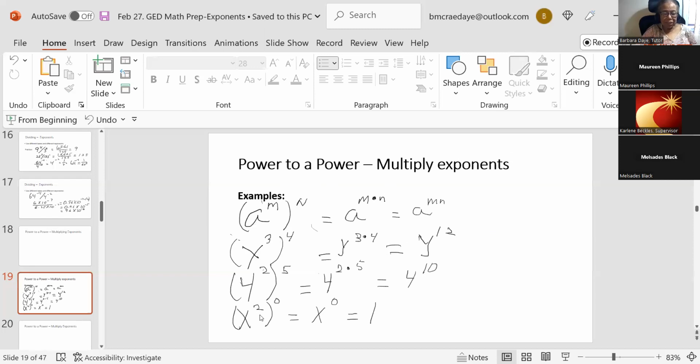And then x to the second raised to the 0 power, 0 times 2 is 0. And any number or variable to the 0 power is what? One. Okay, so we will be working on power to a power next time. We'll look at these rules and do some examples. Any questions on anything we've gone over?